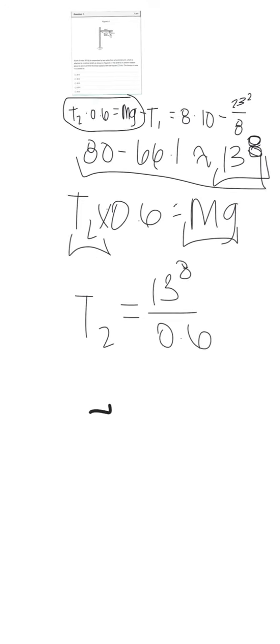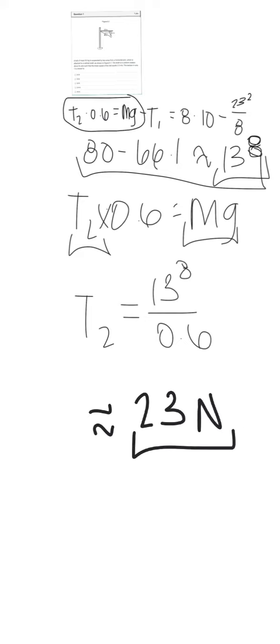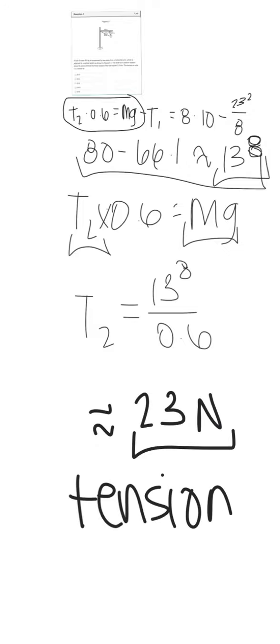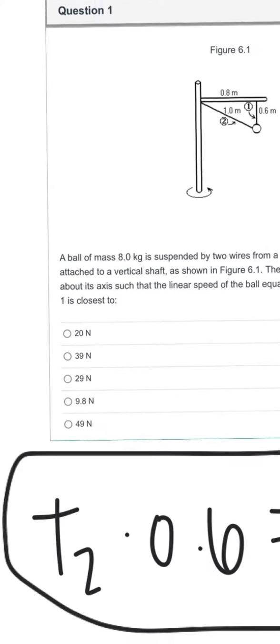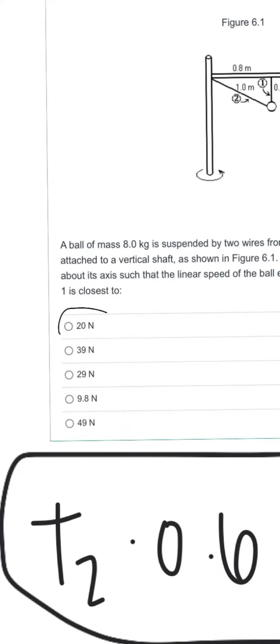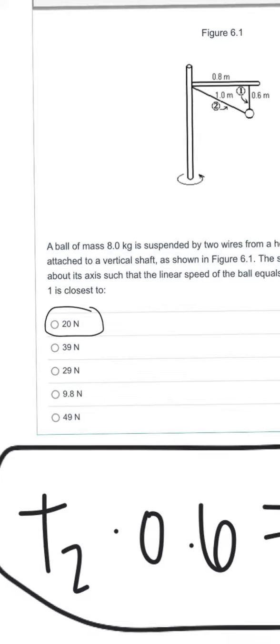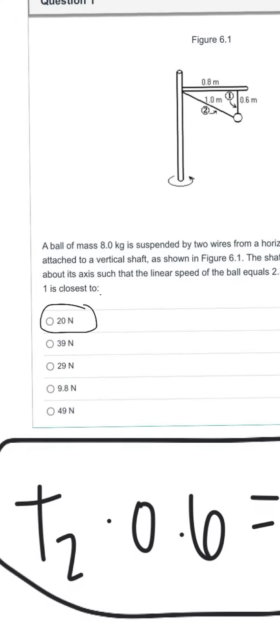Now if we solve this, we know that it's approximately 23 newtons. So this is the tension, which is what we were trying to find. So the answer would be A, because it says it's what's closest to, and we got approximately 23.